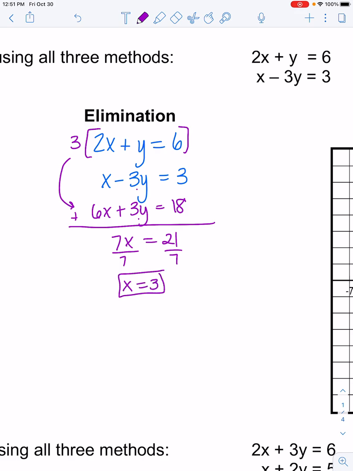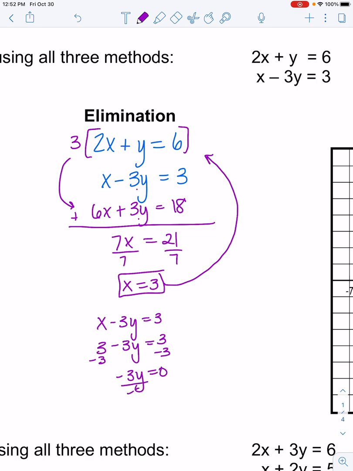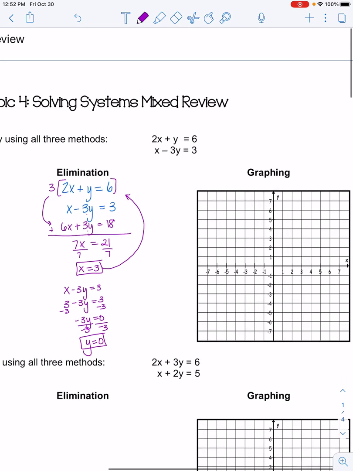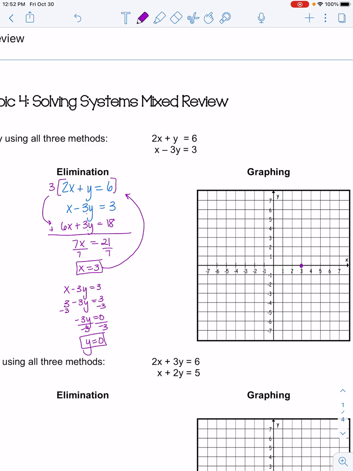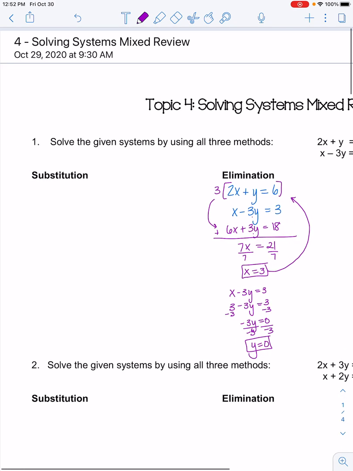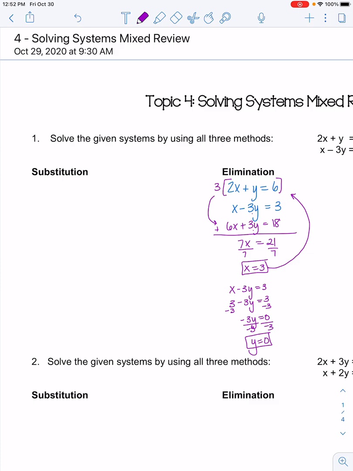So one value down. Now I'm just going to plug this back into one of these equations to get my y value. I'm going to just do the bottom equation. So it says x minus 3y equals 3, but I know now that x is 3. I'm going to subtract the 3 from both sides, divide by negative 3, and y is equal to 0. So that is my solution. That means over here when I graph this, that should be my intersection point. And when I go over here and I do substitution, it should still be x equals 3 and y equals 0. Okay, so let's go ahead and do substitution.